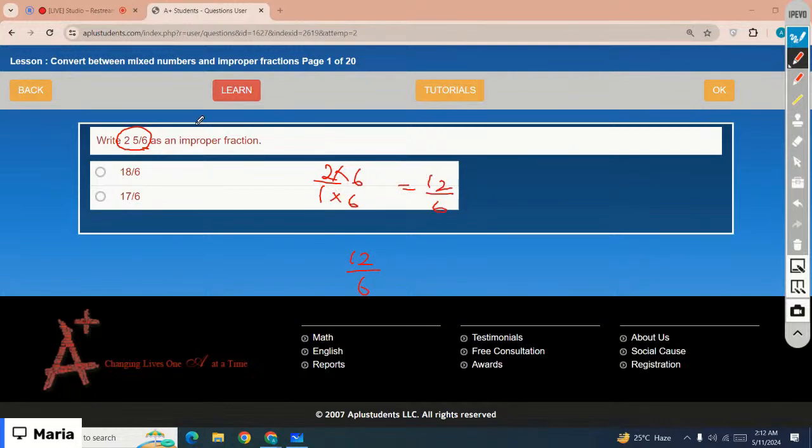Now add that 12 by 6 to the fractional part of the question, that is 5 over 6. So that would be 12 plus 5 is 17. The correct option is 17 by 6, right? 17 over 6 is the correct option.